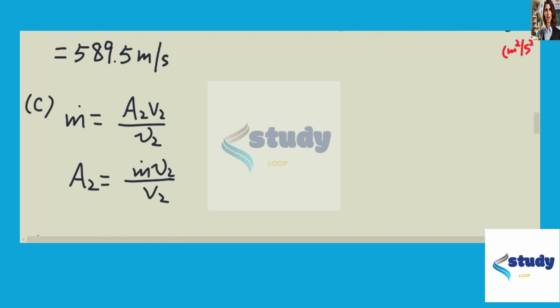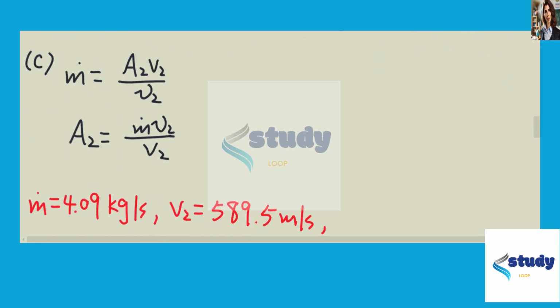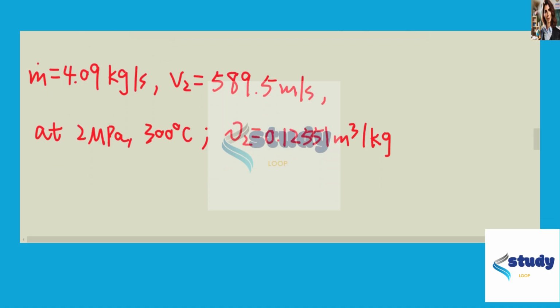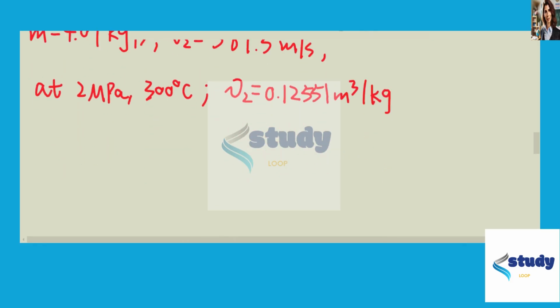And for the next question, we know the mass flow rate equals A2 V2 over specific volume 2. So therefore, the exit area is equal to m dot times specific volume 2 over V2. We know the mass flow rate is given as 4.09 kilogram per second, and the exit velocity, which we calculated, is 589.5 meter per second. And at 2 megapascal, 300 degrees Celsius, the specific volume for the superheated steam is equal to 0.12551 meter cube per kilogram.